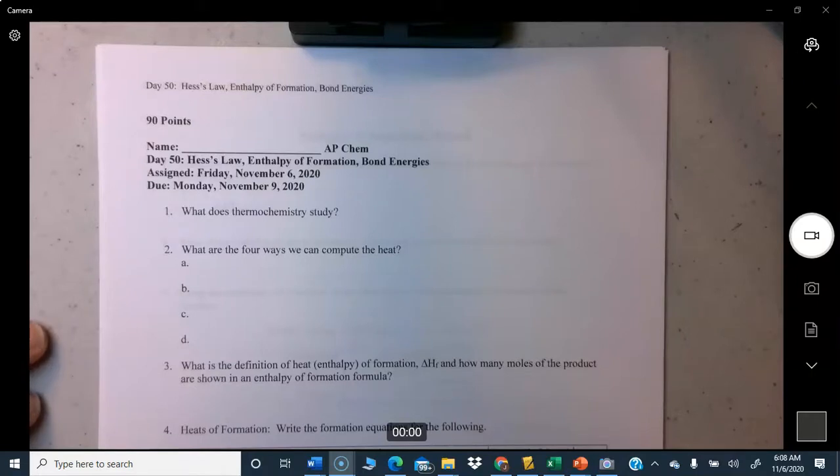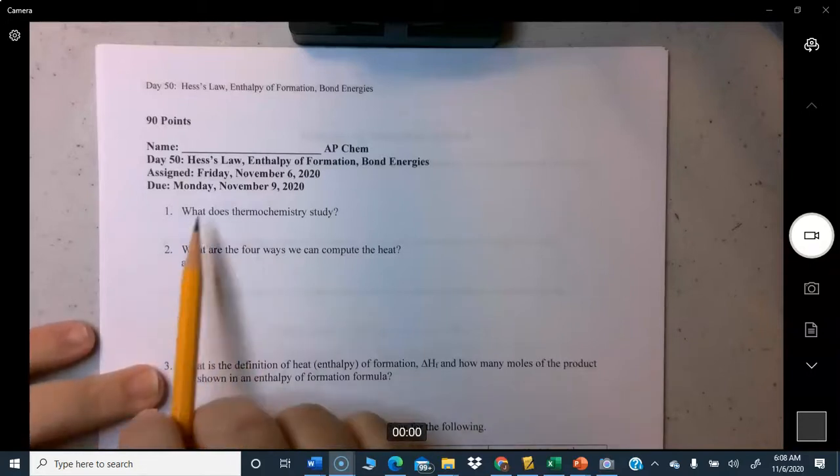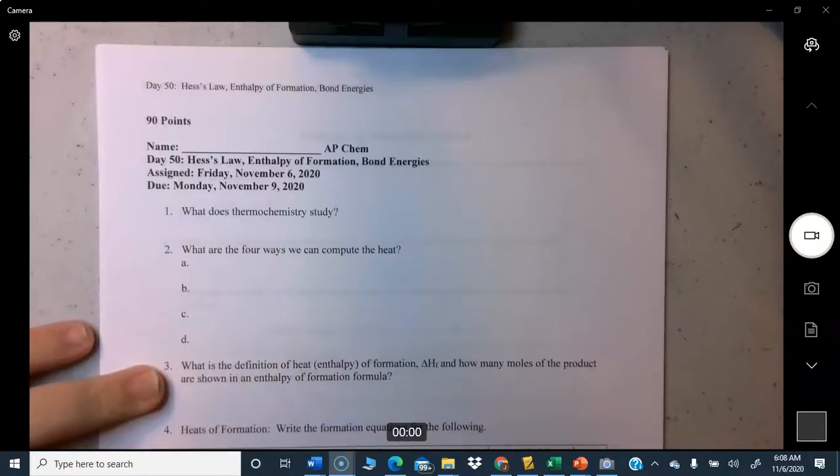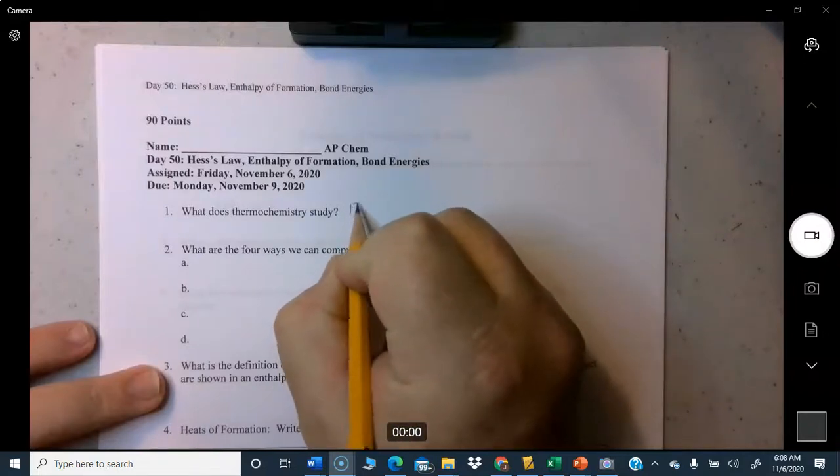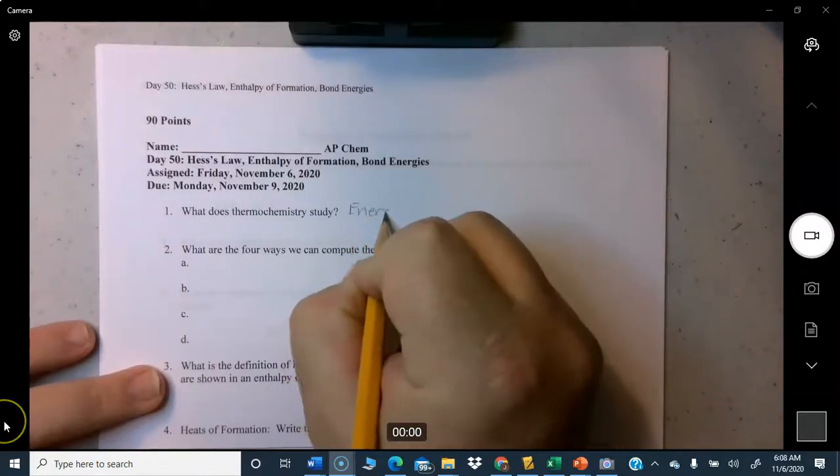This goes back to last week and thermochemistry. So this studies heat that goes in and out of a chemical reaction. Okay, so let's get started on this. So that is actually the first question. What does thermochemistry study? It studies the energy. We want to say more generally energy.